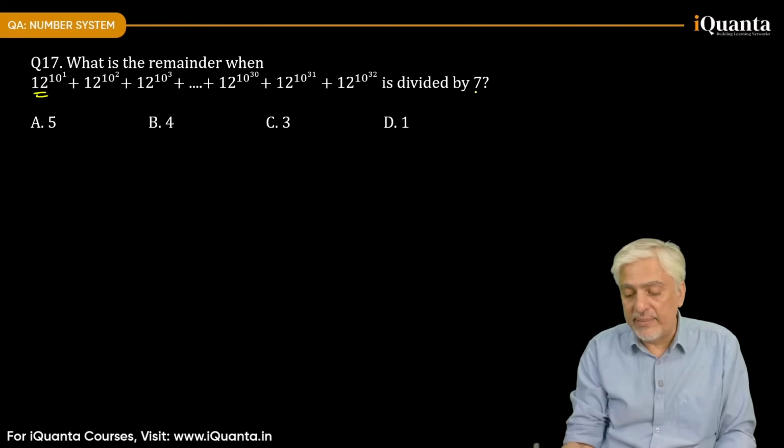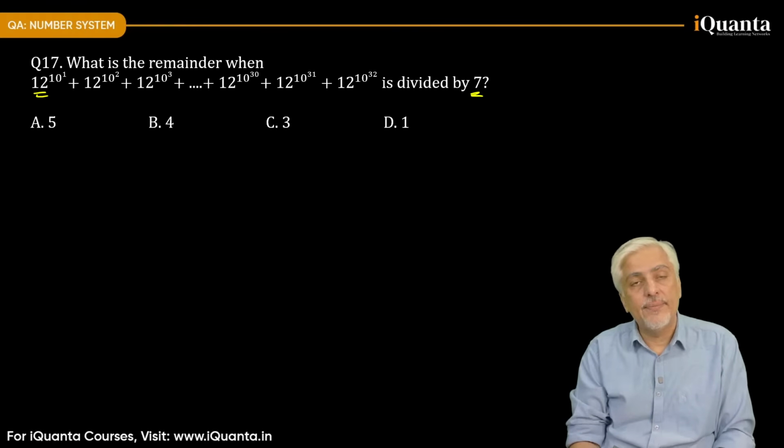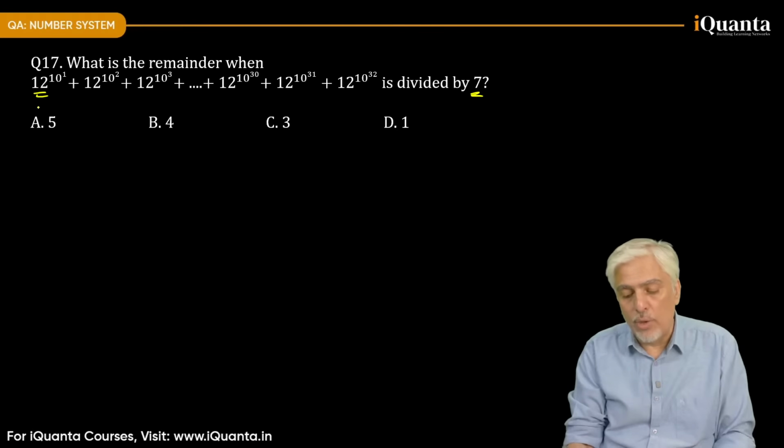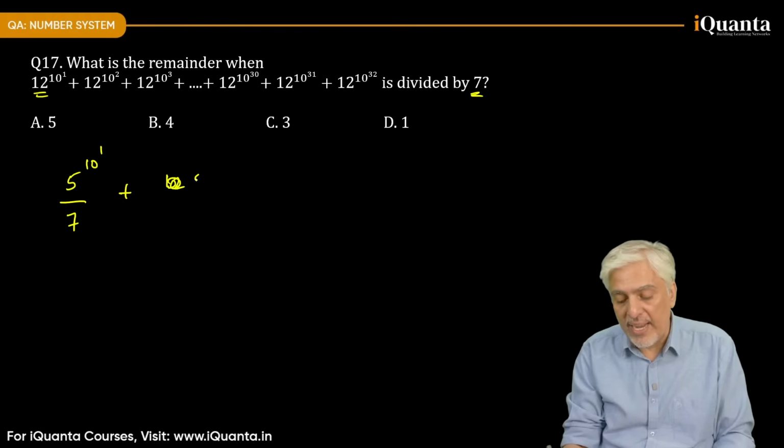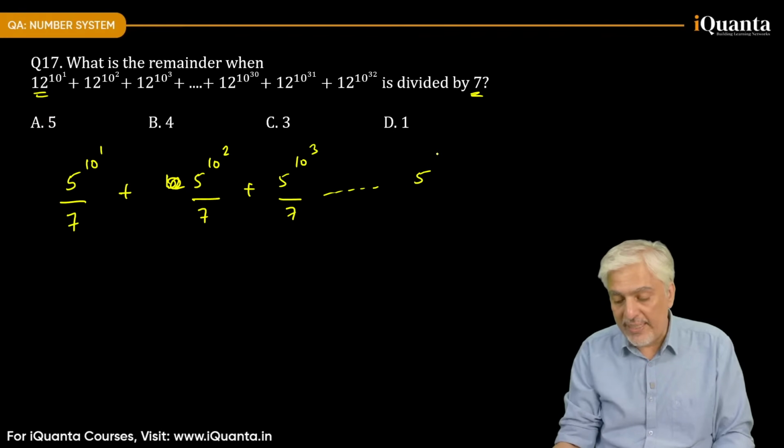Twelve is bigger than 7. So when you're dividing 12 by 7, you can replace it by the remainder. So my whole question can become 5 raised to 10 raised to 1 divided by 7, 5 raised to 10 raised to 2 divided by 7, 5 raised to 10 raised to 3 divided by 7, up till 5 raised to 10 raised to 32 divided by 7.